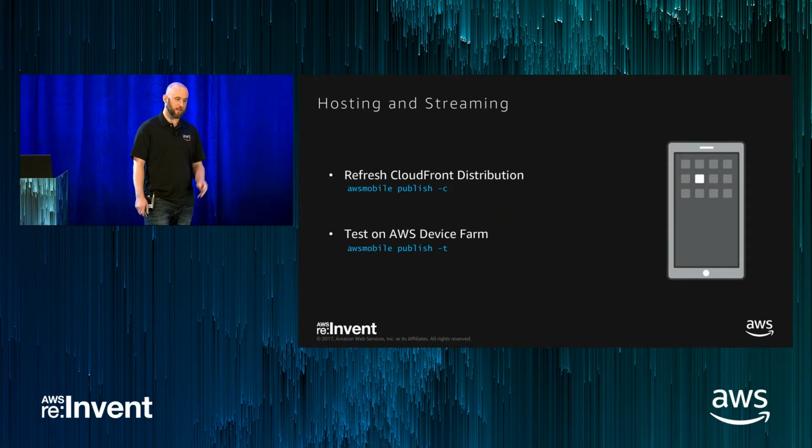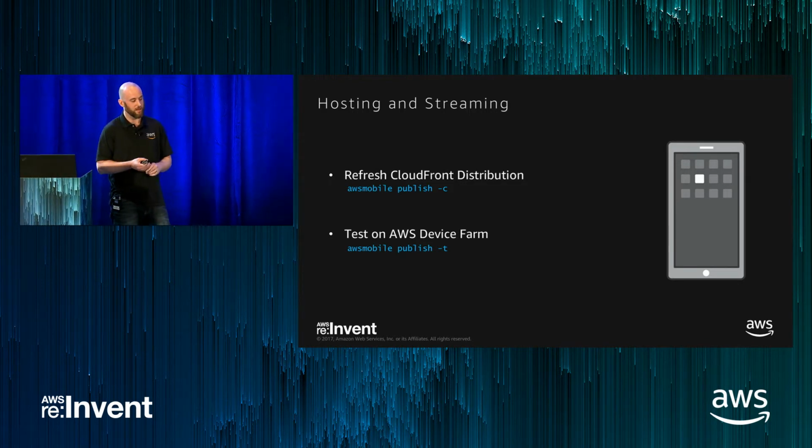You can also test on Device Farm now. So with AWS Mobile Hub, you don't actually have to pass the -T, it'll do it by default. You can also pass an argument to tell it not to test. Is everybody familiar with Device Farm?